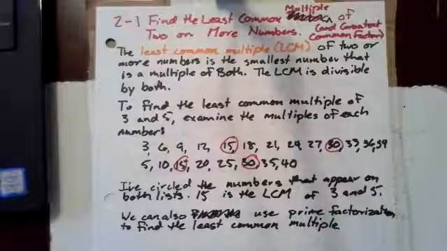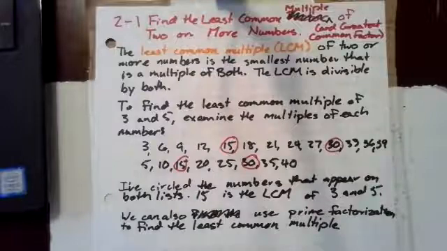In this video, we'll find the least common multiple of two or more numbers and the greatest common factor of those numbers. The least common multiple, or LCM, of two or more numbers is the smallest number that is a multiple of both. The LCM is divisible by both.